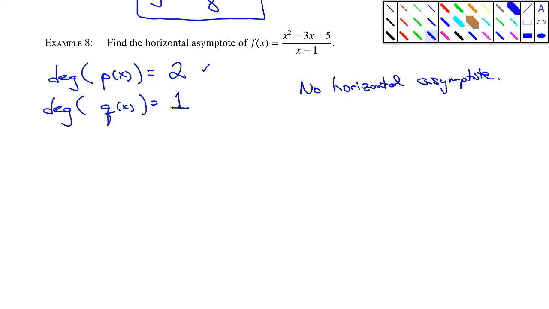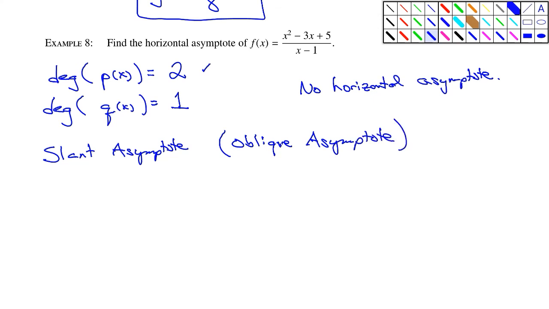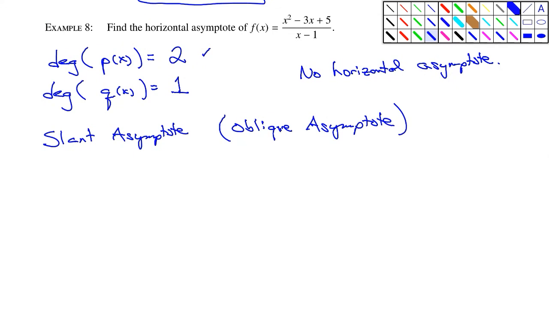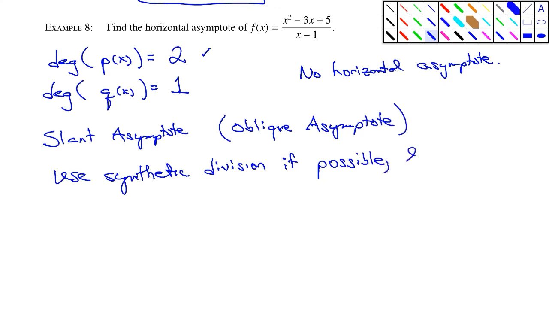But what do we have? Well, since the degrees are off by 1, we have what they call a slant asymptote, or also known as an oblique asymptote. And to find the slant or oblique asymptote, you actually need to perform the division of the rational function. You can use synthetic division if it is possible, but if it's not possible, use long division. So use synthetic division if possible. Long division otherwise.